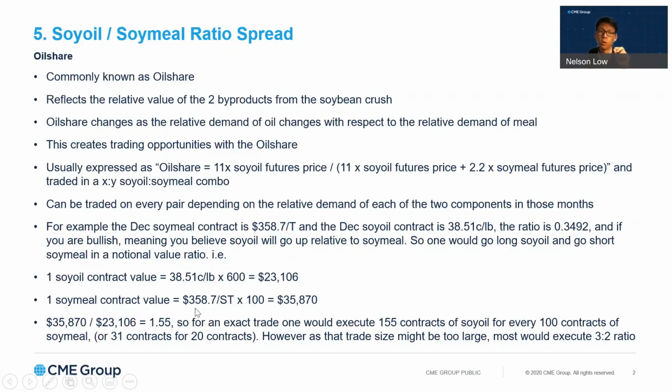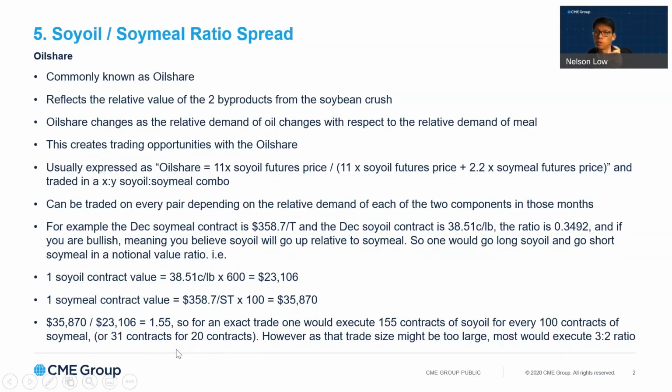Here's a simple example. Say one soy oil contract, after you do the math, has a value of $23,000, and one soy meal contract has a value of, say, $35,000. Then you take 35 divided by 23, and in this example you get 1.55. So to trade an exact ratio, you would need to execute 155 contracts of soy oil for every 100 contracts of soy meal. Or if you divide it down further, it becomes 31 contracts of soy oil for 20 contracts of soy meal.